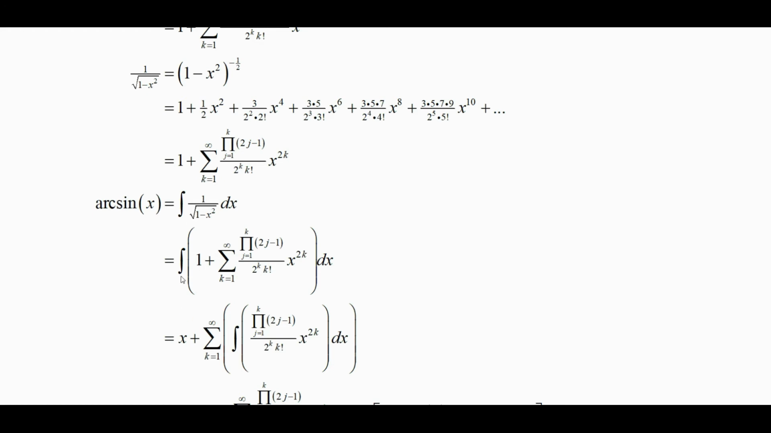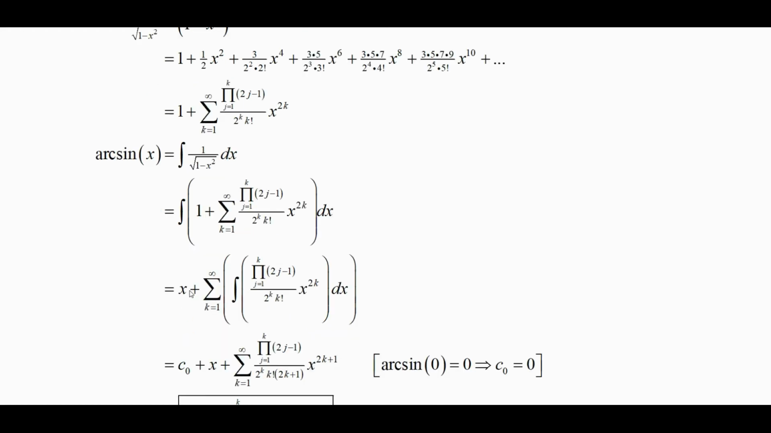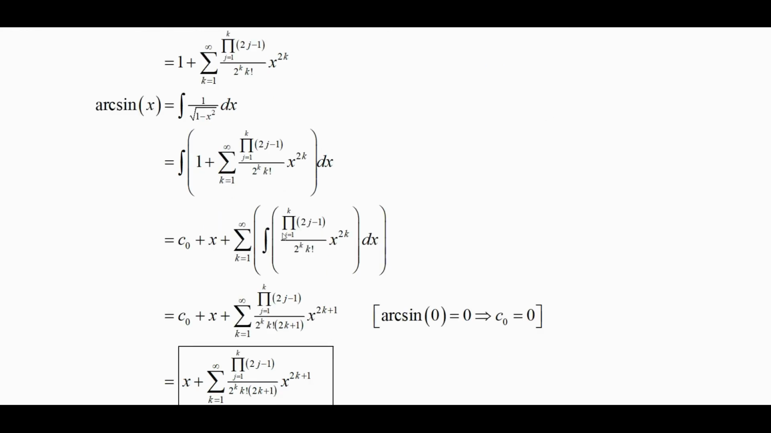Antiderivative of 1 is x. I guess I need to put a plus c0. And then this is the sum of these antiderivatives here. So all the powers go up by 1, and we divide by 2k plus 1 factorial, same as the power. The rest stays the same.